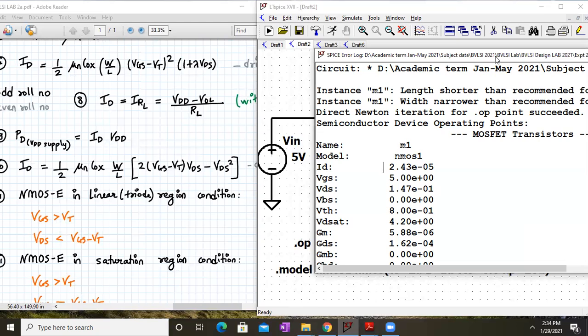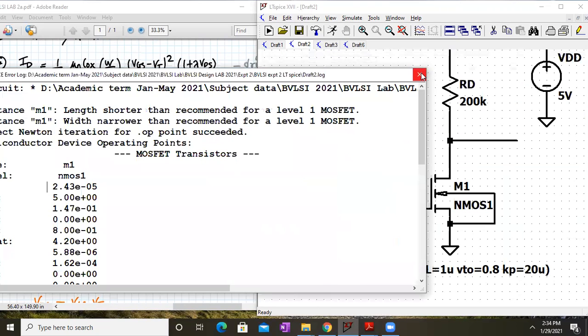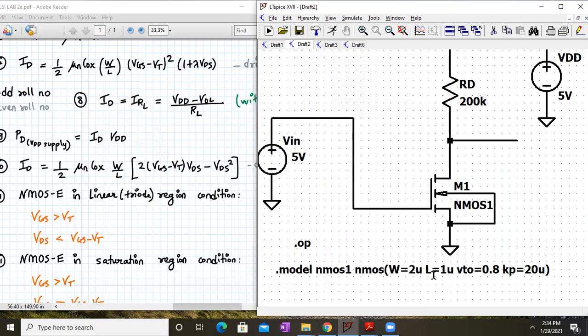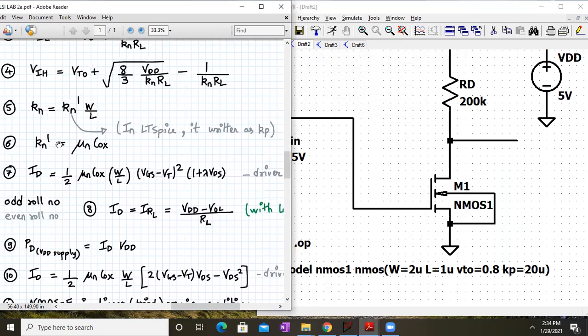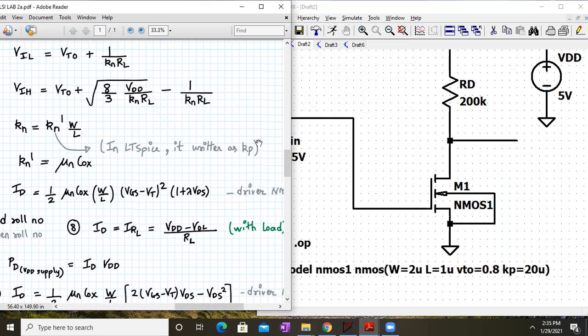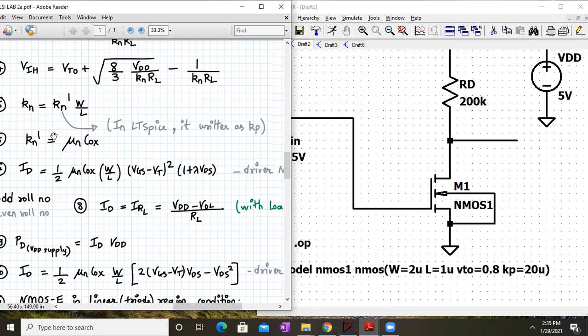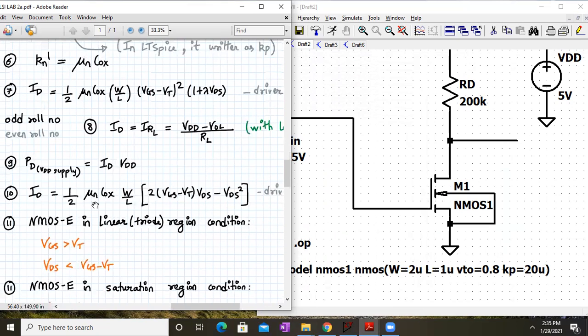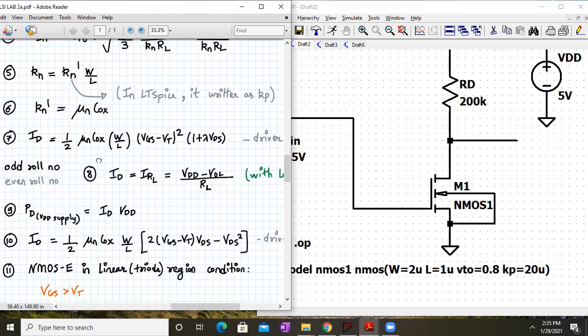Okay, let me show it to you. So W by L ratio is 2. Mu n COX is nothing but Kn, Kn dash into W by L. In LTSpice it is written as Kp. So whenever you write Kp over here, that indirectly means it is mu n COX. Okay, so your mu n COX is 20 microampere per volt square. That is 20 into 10 to the power minus 6. Okay, and half will also come.